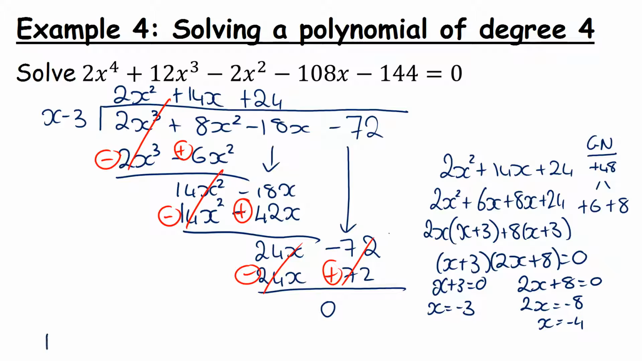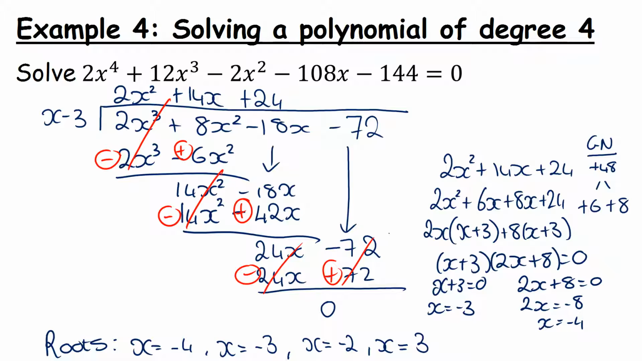So the roots are x equals minus 4, x equals minus 3, x equals minus 2, and x equals 3. So x equals minus 2 was what we got at the very start. Then the second one we got was x equals 3. And then we've got our last two from here.